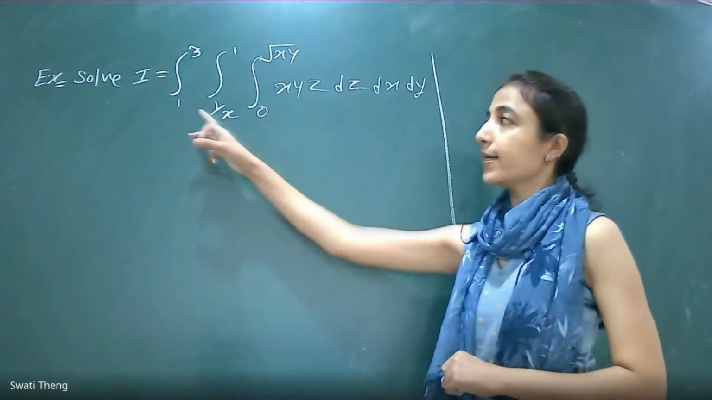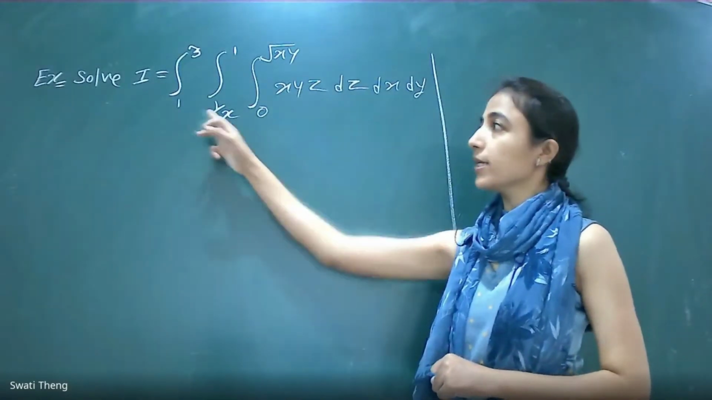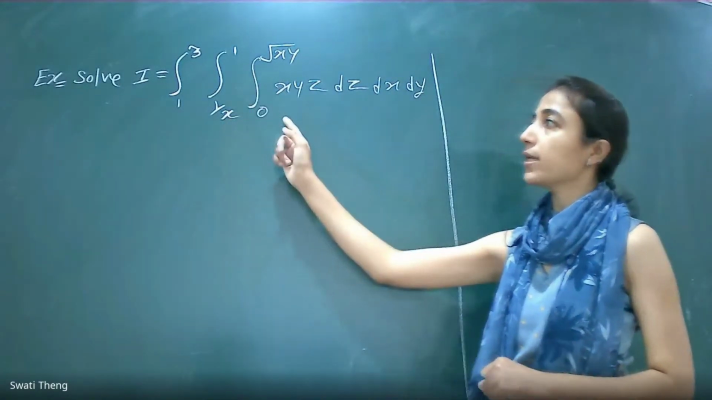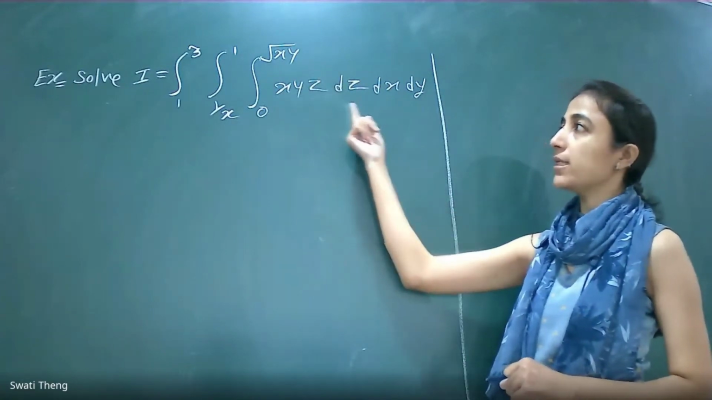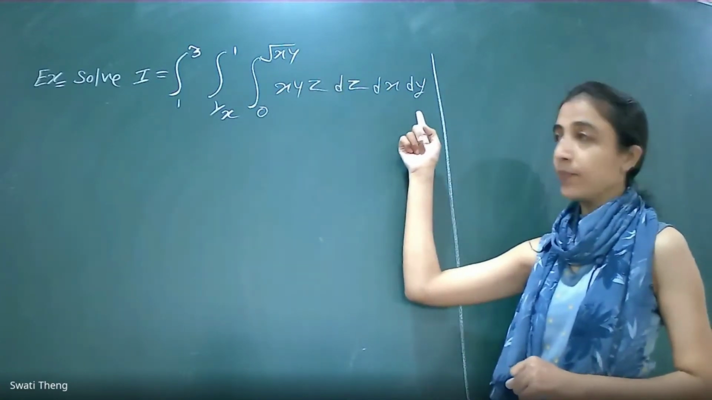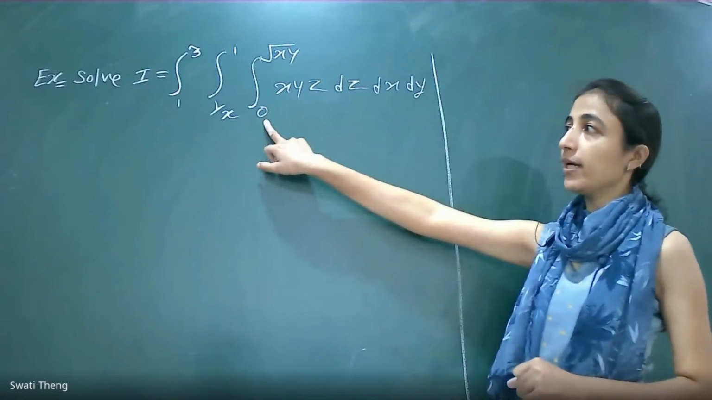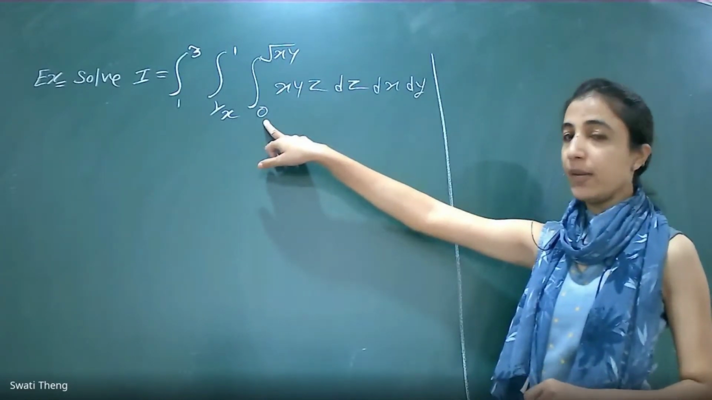We have to solve an integral. First limit is 1 to 3, second is 1 by x to 1, next is 0 to under root of xy. Function is xyz, dz, dx, dy. So here this limit contains two variables. It contains variables x and y.